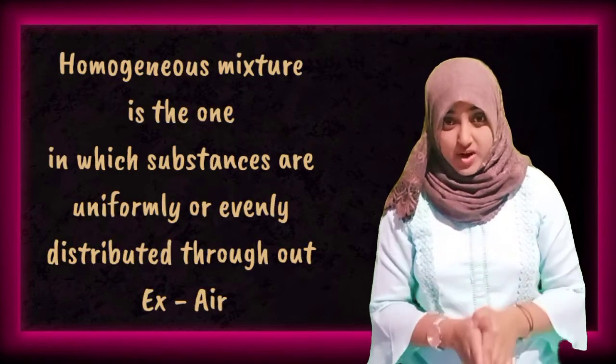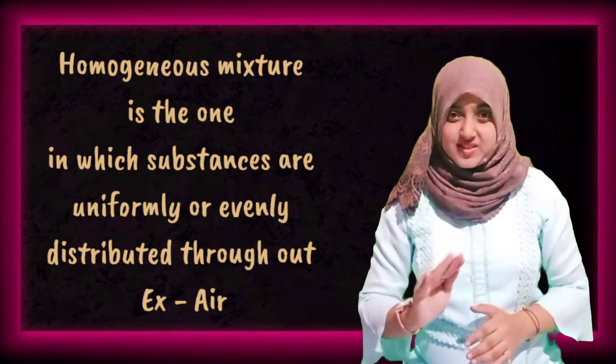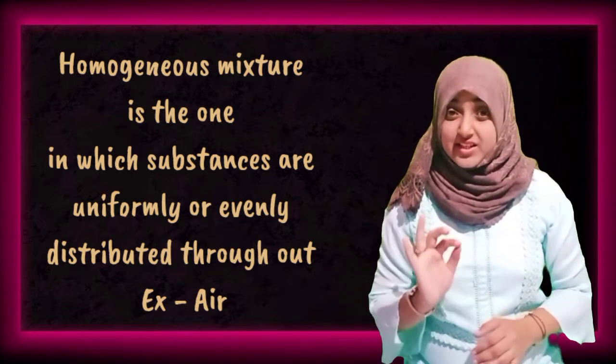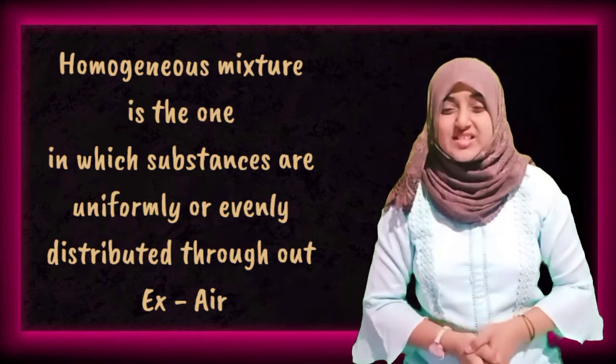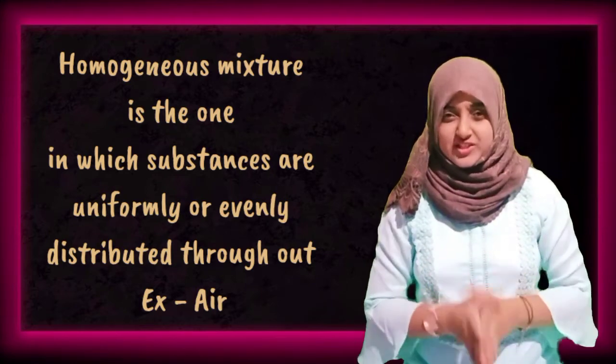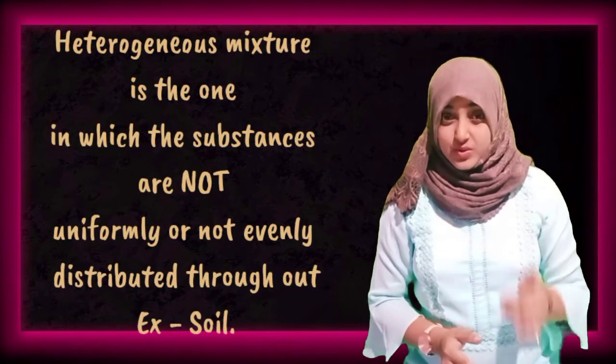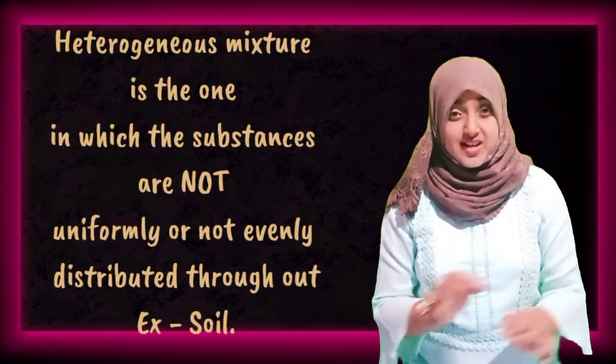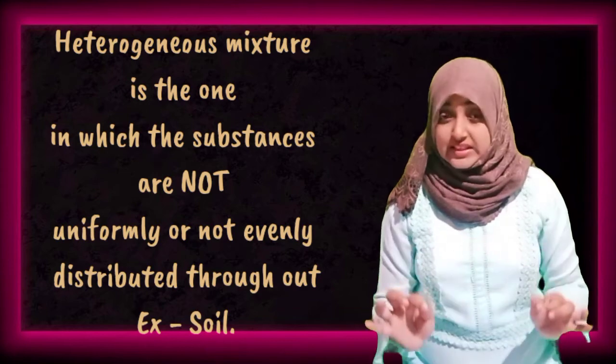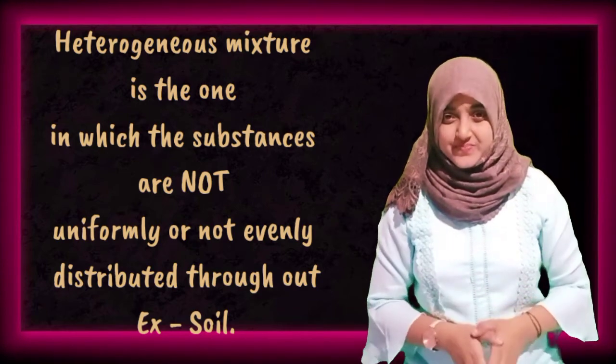A homogeneous mixture is one in which the substances are evenly or uniformly distributed throughout. For example, air is a homogeneous mixture, whereas a heterogeneous mixture is one in which the substances are not uniformly or evenly distributed throughout.